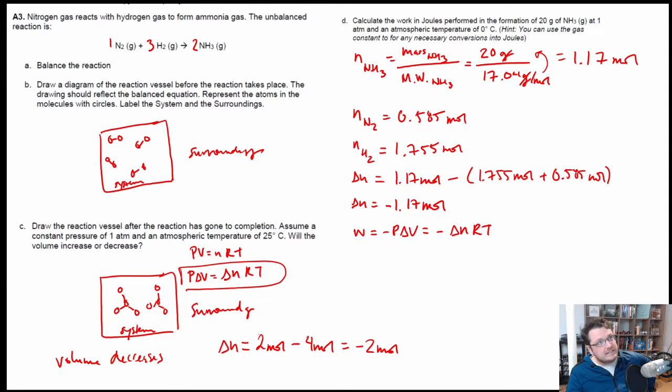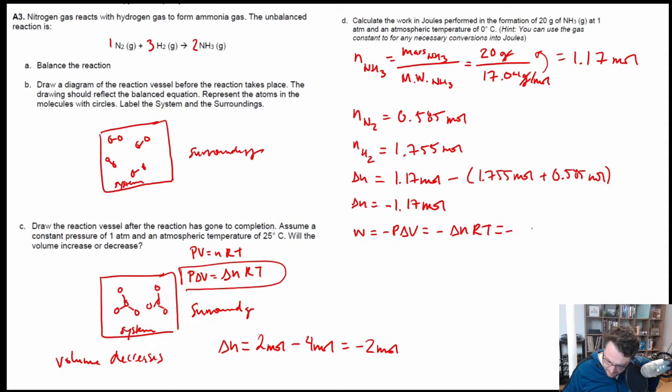We know what R is because it's the gas constant, and we want to use the one that has joules in it. And we know what the temperature is: we're at 25 degrees Celsius. One important thing: you want to convert that into Kelvin. And so we can now plug in all the values that we have.